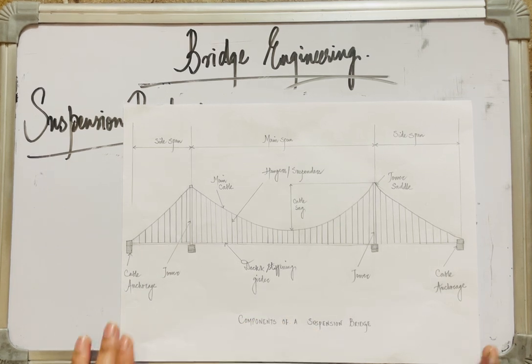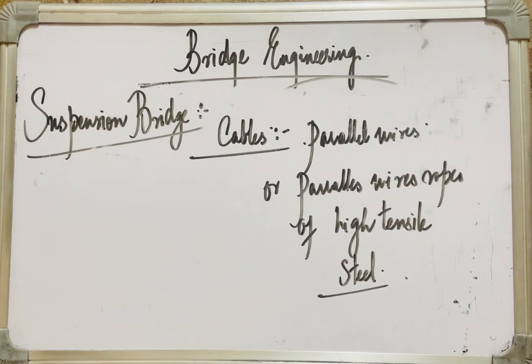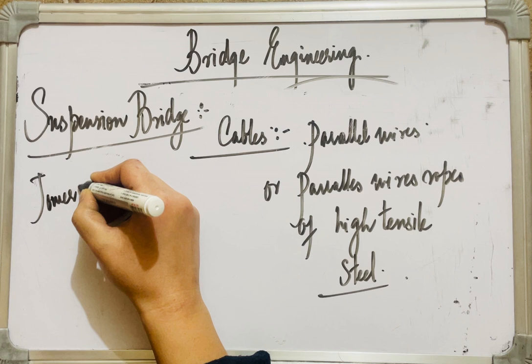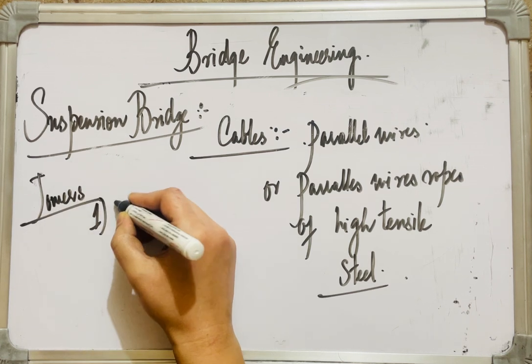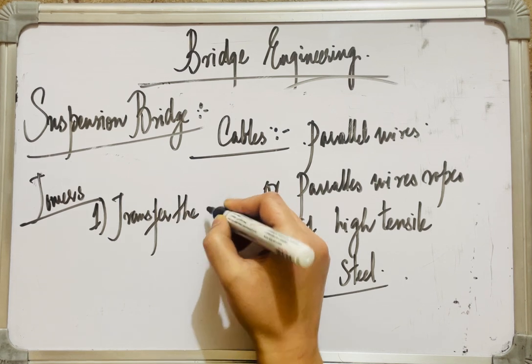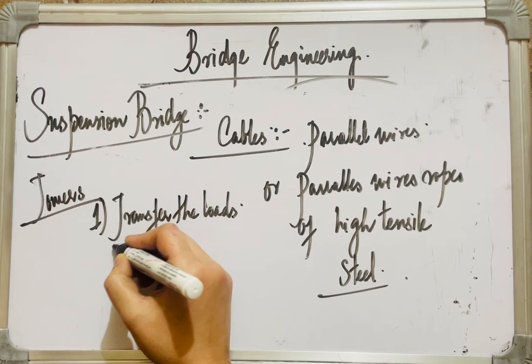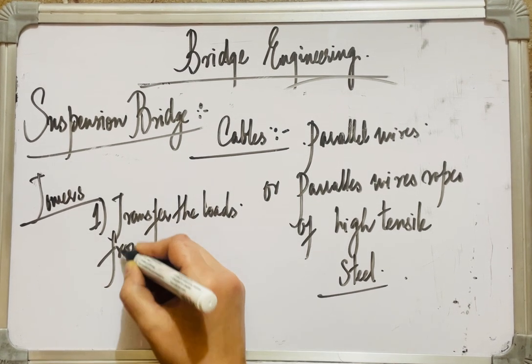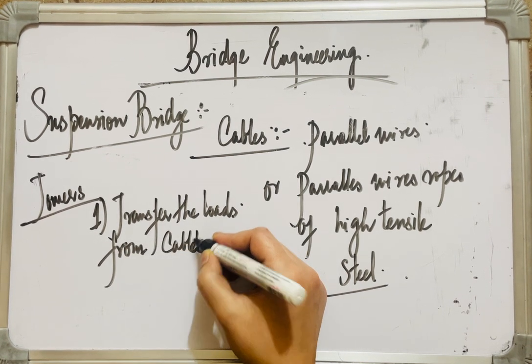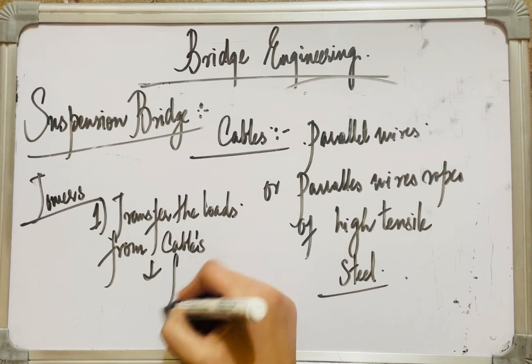So the primary function of these towers is that it has to transfer the load from the cable or the cables or the main cable to the ground below or the foundation.